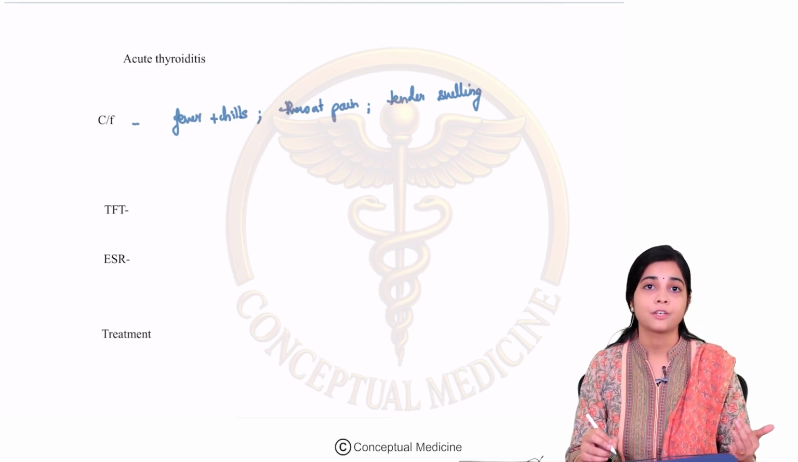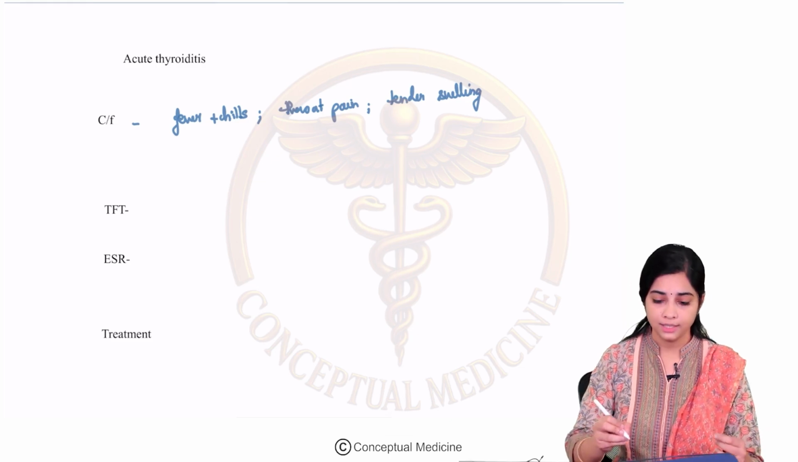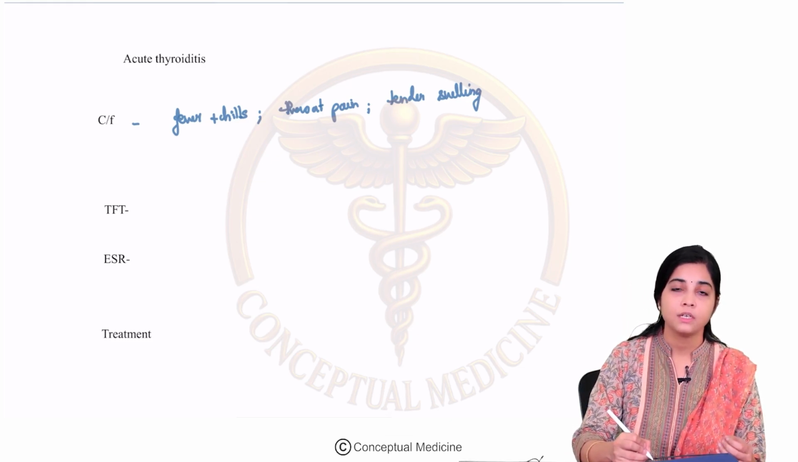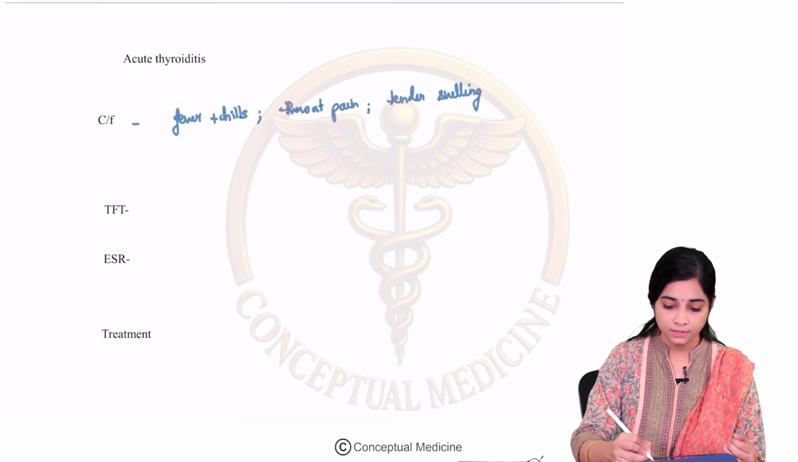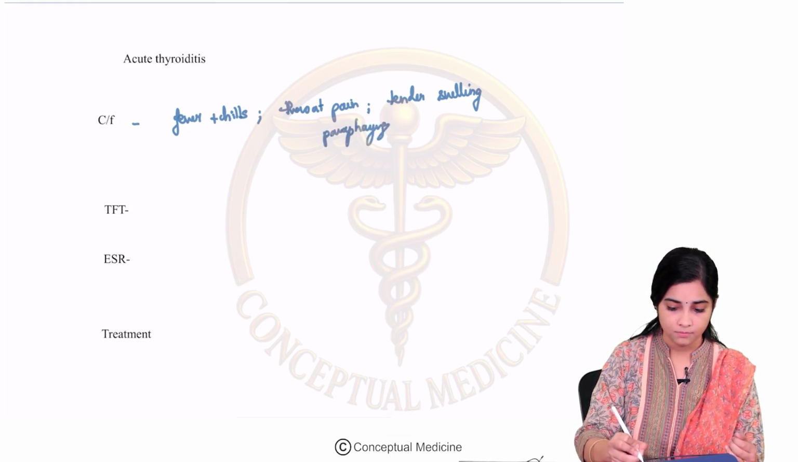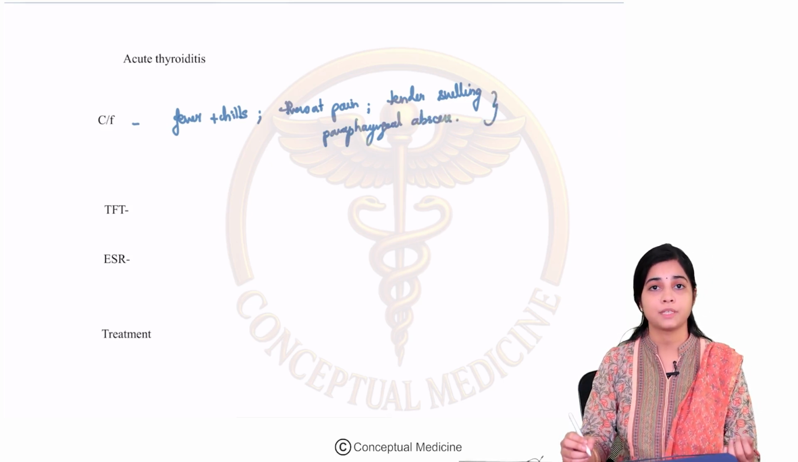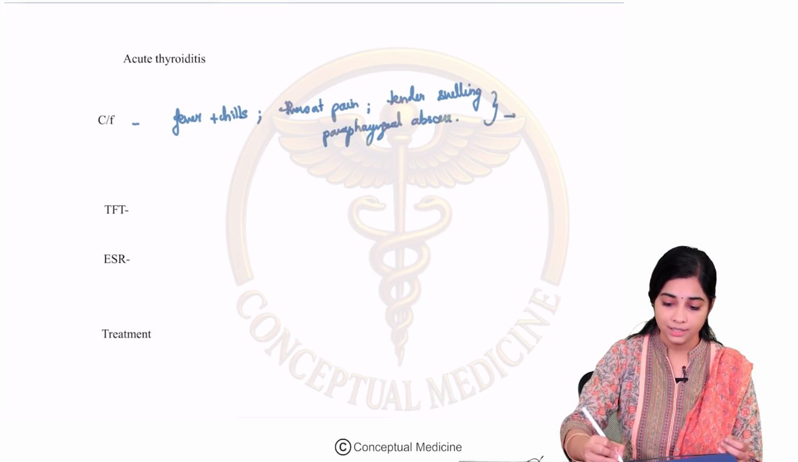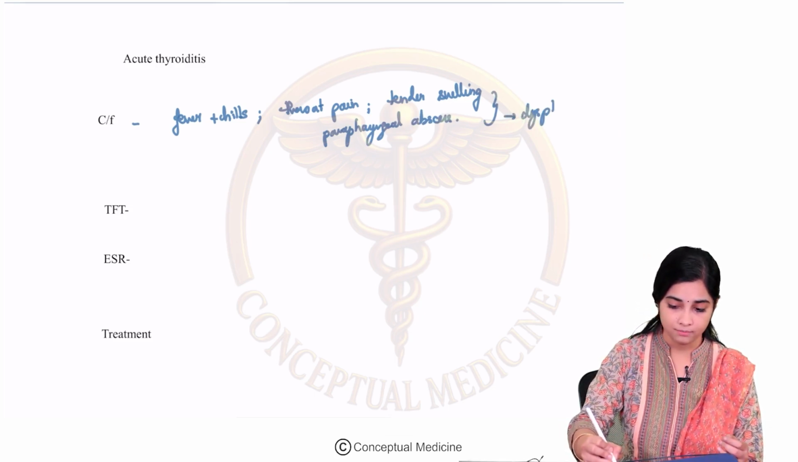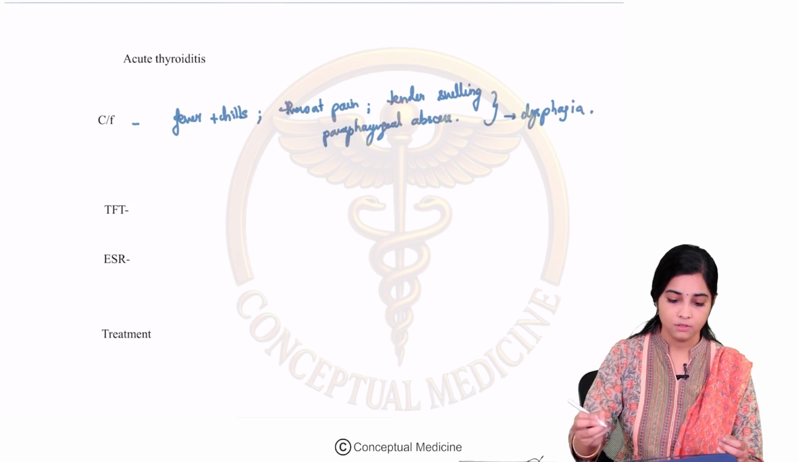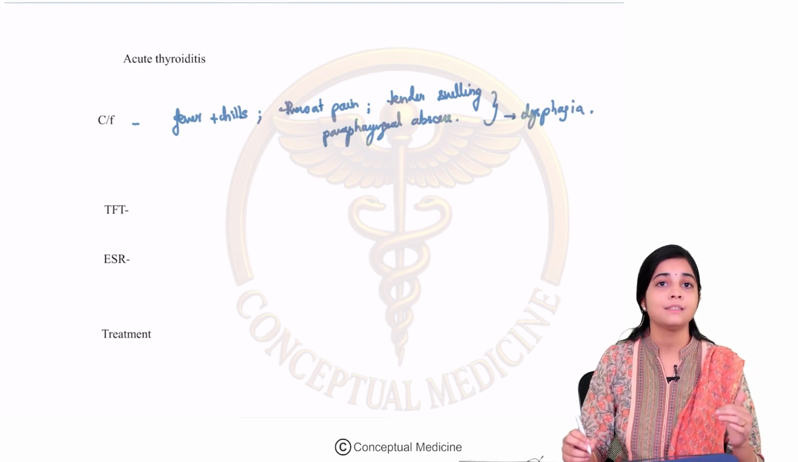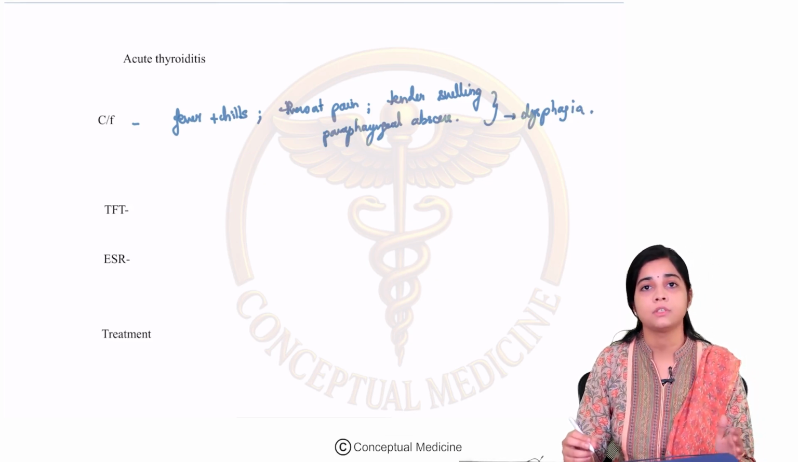Now, if this infection is not curtailed, then it can spread. It can cause spread to the surrounding structures. It can cause parapharyngeal abscess. Okay, so if these complications are present, or even because of the pain, it can have dysphagia as well. Okay, so these are the main clinical features of acute thyroiditis.